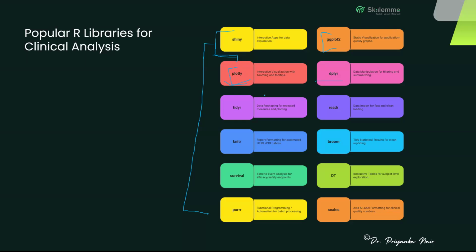Then talking about tidyr, again a very intensely used library. It helps reshape the repeated measures and lab data, right? Essential for adverse events, timelines, vitals, that kind of data about the patient. Readr, basically, is used for importing the data in a faster way, whether they are CSVs or XPT or the large flat files out there, right?